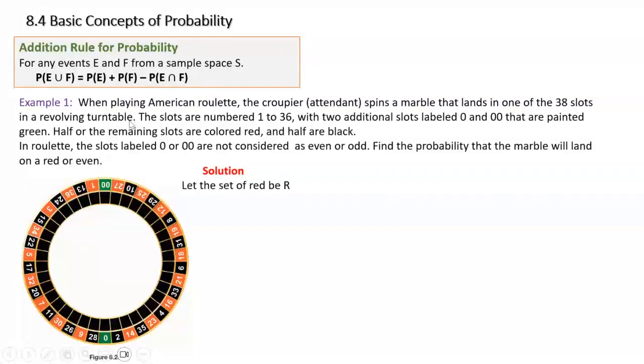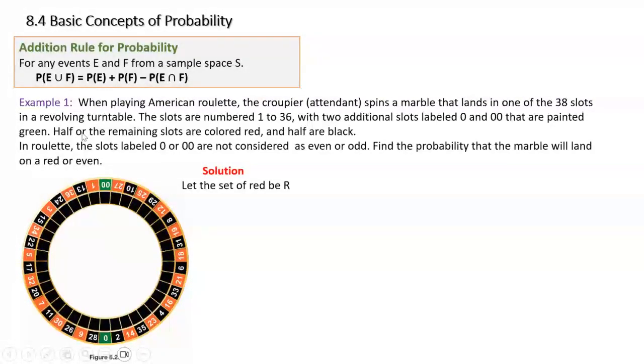Okay, solution. We're going to let R, the set of red, be R, because we're looking to find the probability that the marble will land on a red or even. But before we do that, let's read the example here. It says, when playing American roulette, the croupier, who is the attendant, spins a marble that lands in one of 38 slots in a revolving turntable. The slots are numbered 1 to 36, with 2 additional slots labeled 0 and 00 that are painted green, which are right here, the 00 and the 0.